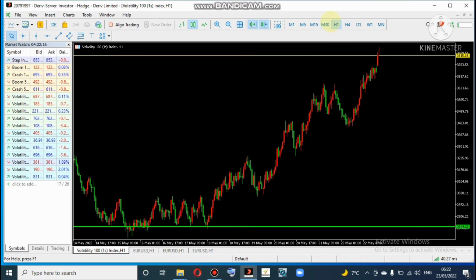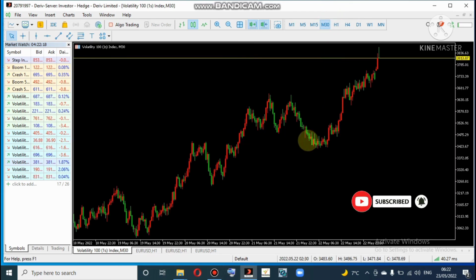Okay, look at this on the smaller time frame. Already this breakout it is taking apart, we're back here before it appears.